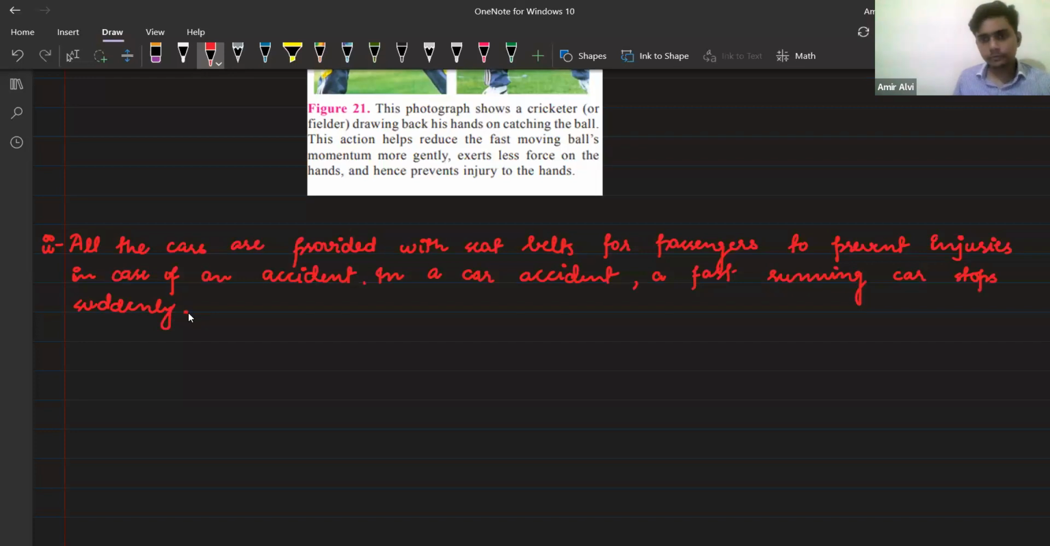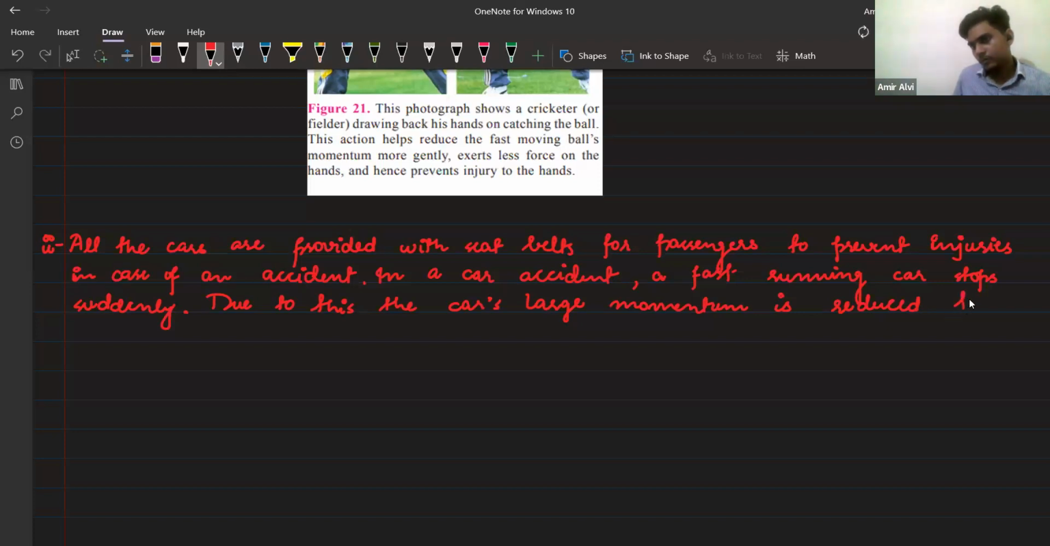Suddenly, this large momentum is reduced to zero in a very short time. Clear?